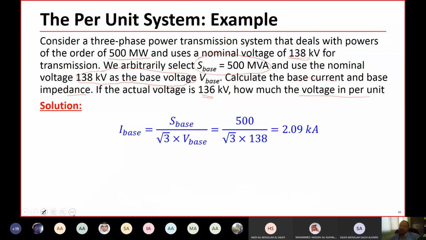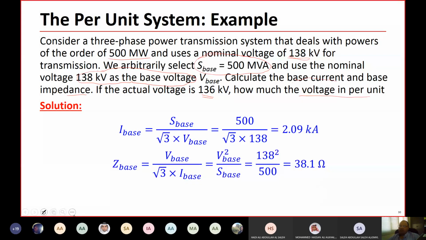I base equals S base over square root of 3 V base. So this is 2.09 kilo ampere. This is the base value. Z base equals V base squared over S base, 138 squared over 500 megavolt ampere. This value is in kilovolt and this is in mega, so they go together. So we have 38.1 ohm.